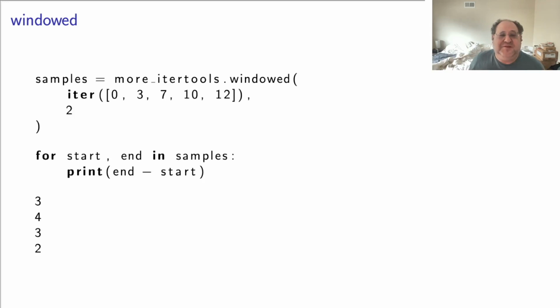Windowed, my favorite thing to do with windowed is just get like the list of differences, but you can also do it for like rolling averages or something like that.